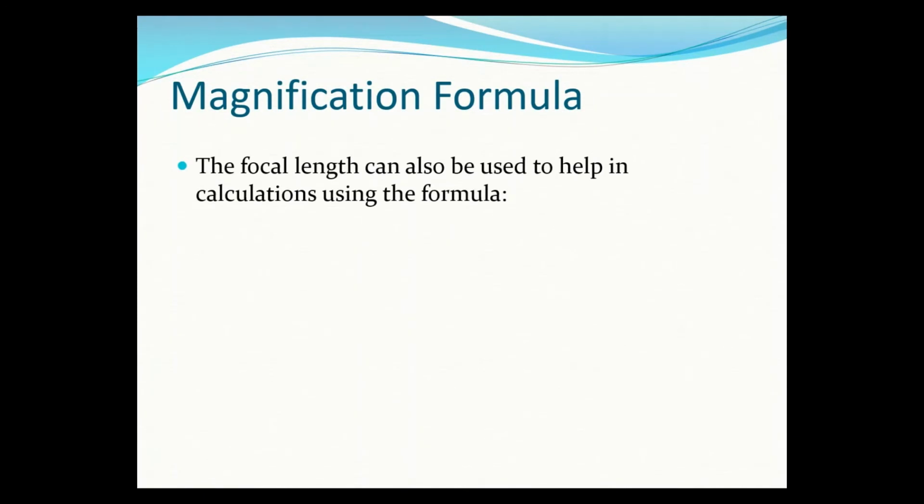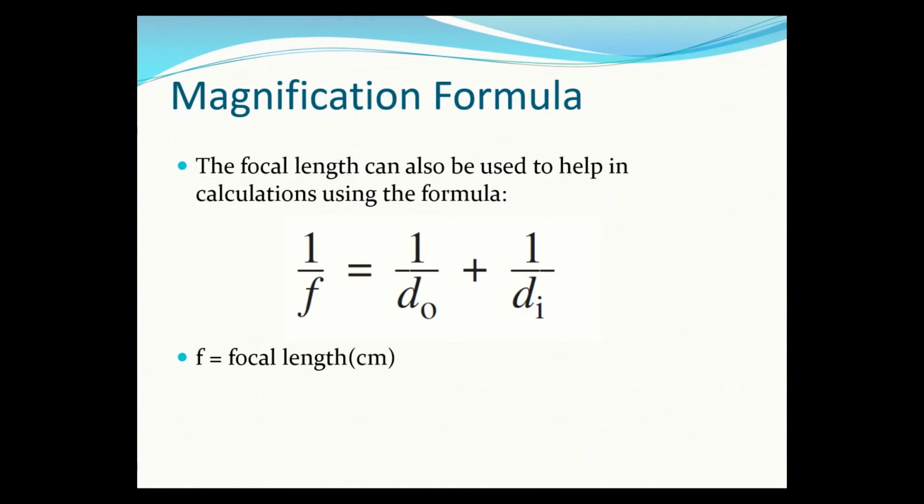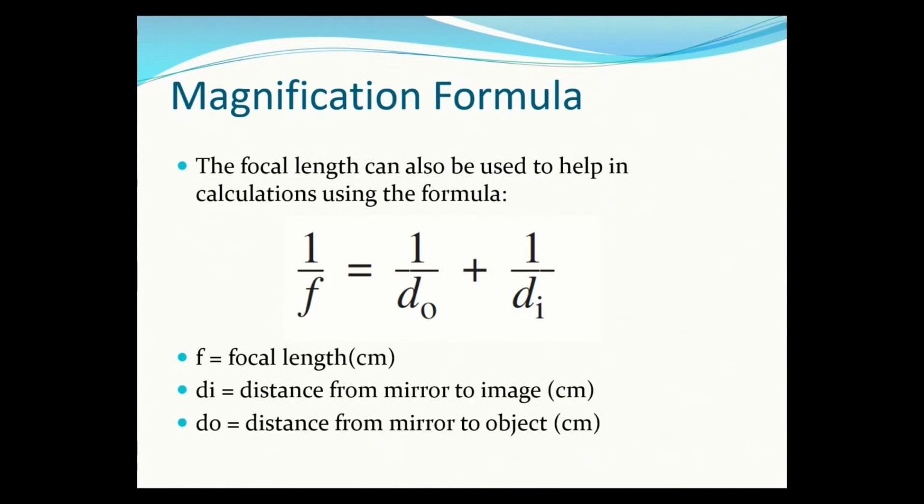So the focal length can be used to help in calculations for the formula. So we also have this focal length formula as well, where 1 over f equals 1 over do plus 1 over di, where f is the focal length, di is the distance for the image, and do is the distance to the object.